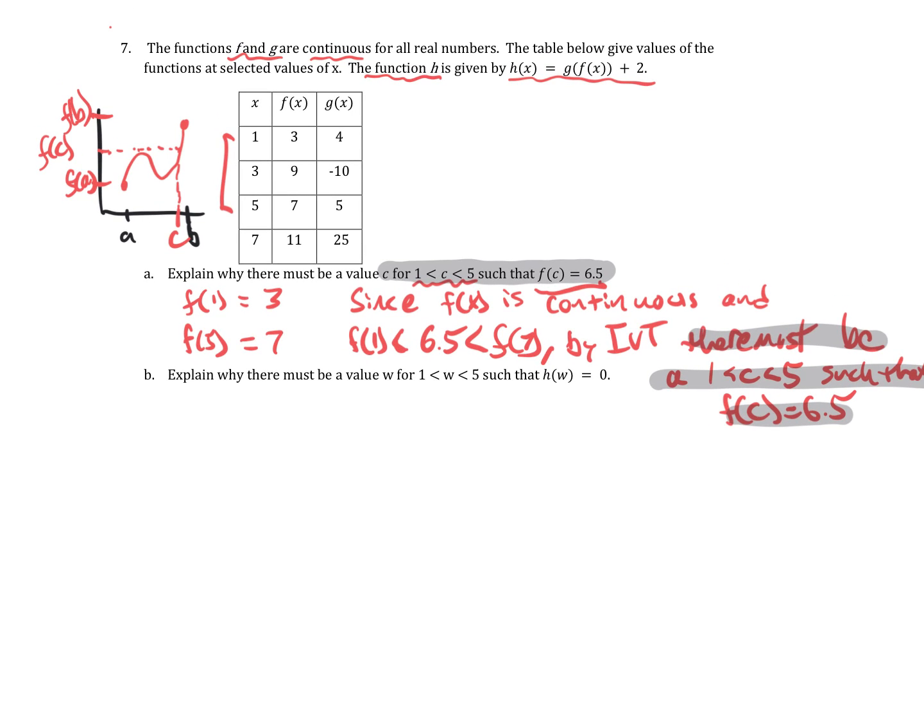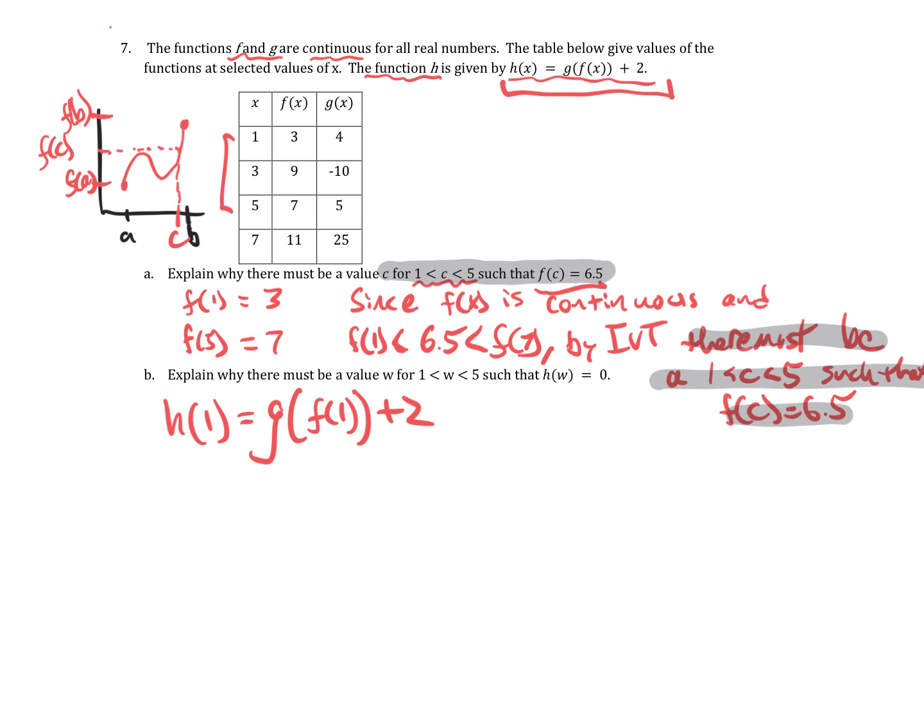Well, what about if we want to explain that there must be a value w between 1 and 5 such that h of w is 0? What is h of 1? Now this gets a little trickier because we've got this definition of h up here. So what I'd really recommend is you write it out. Don't try to figure anything out yet. Just put 1 in place of x. Where it says f of x, we make that f of 1. Write it out. Now figure out what that is working from the inside out.